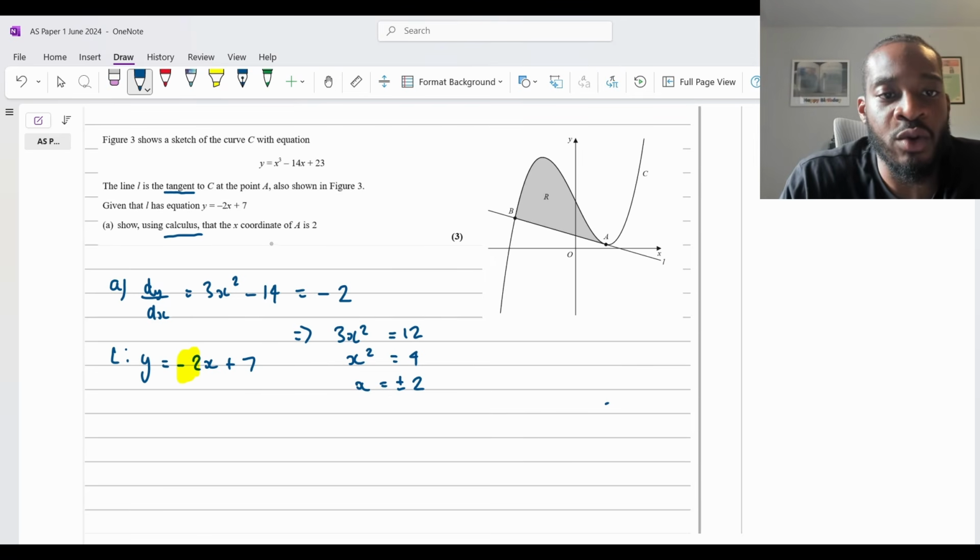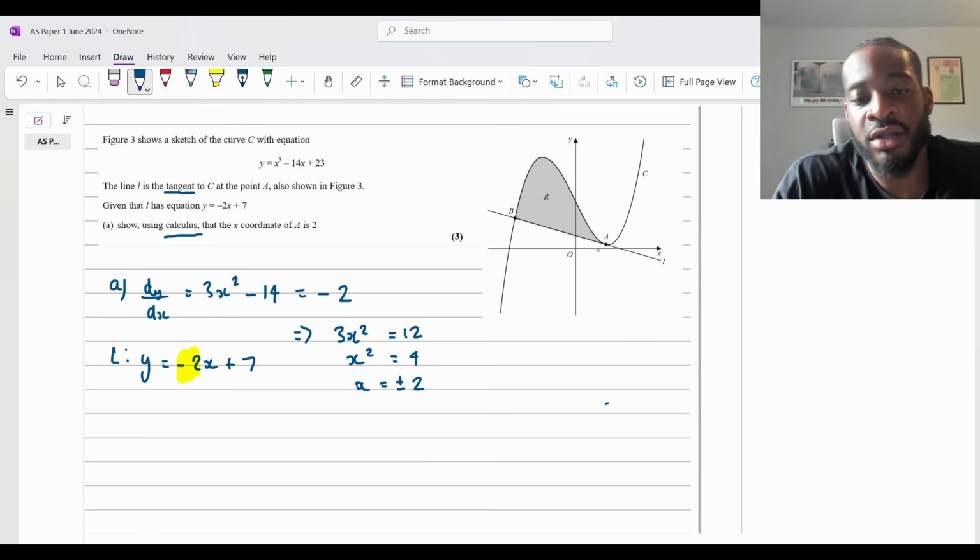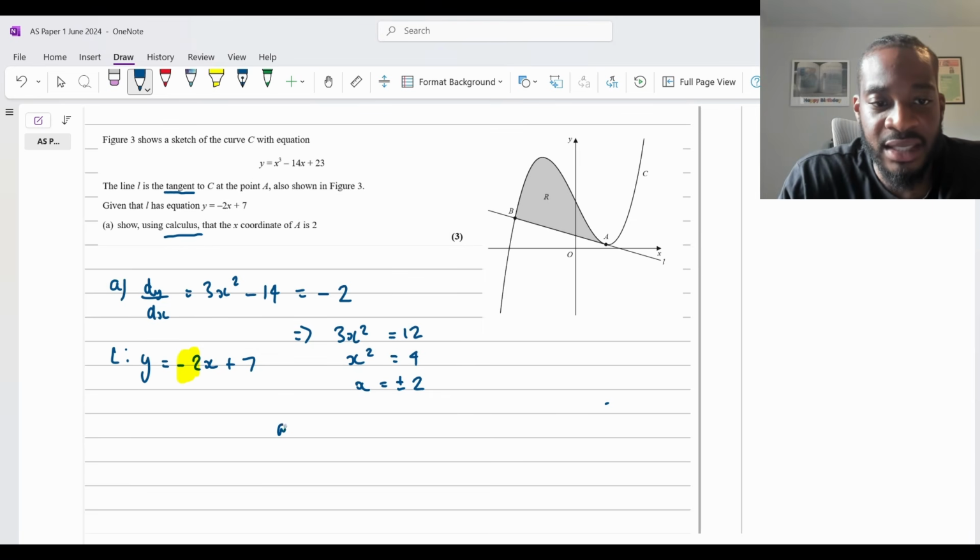Now remember, we're looking at the point A. If you look at the diagram, point A is in the first quadrant, isn't it? Positive x-axis. So x is greater than 0 there. So I can say at A, x is greater than 0, right? Therefore, x equals 2 and not minus 2, right?